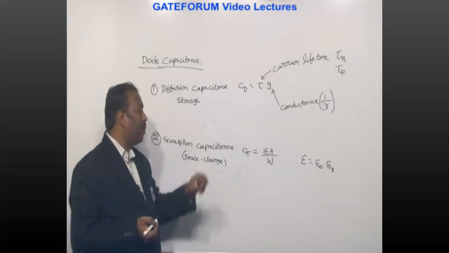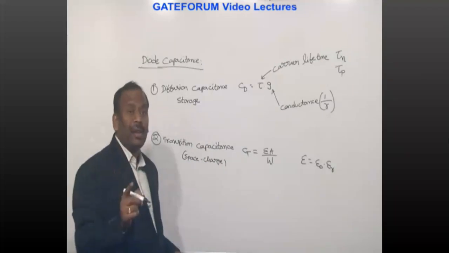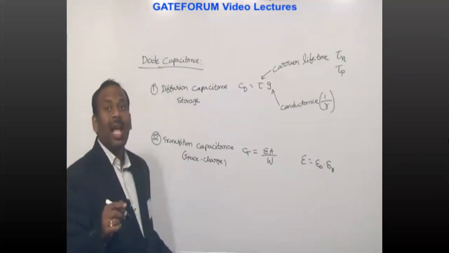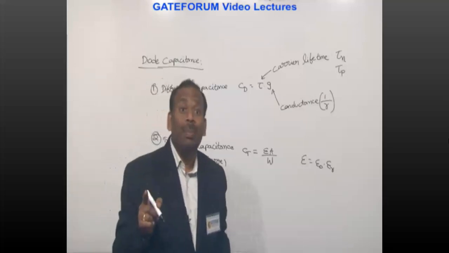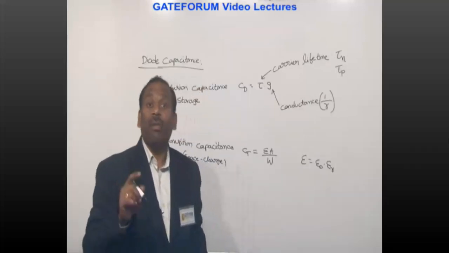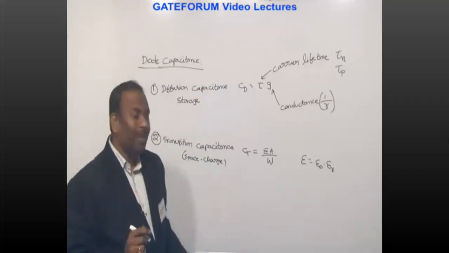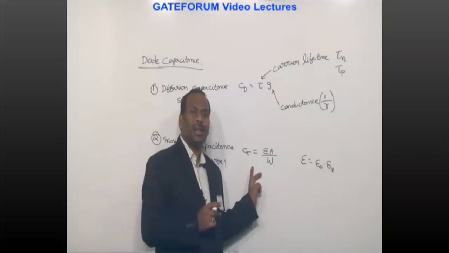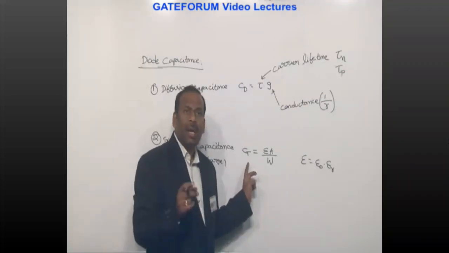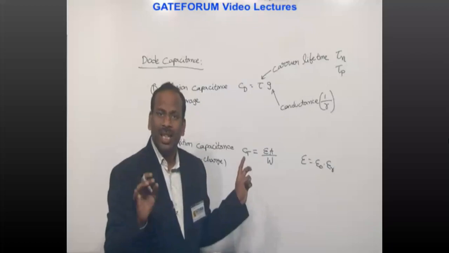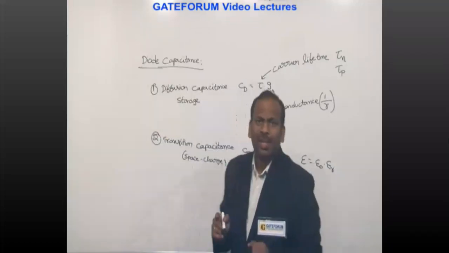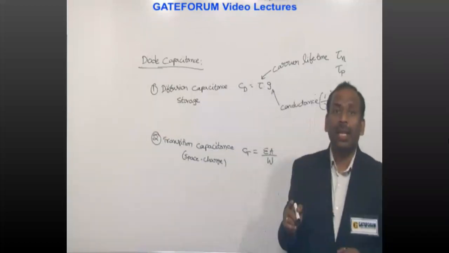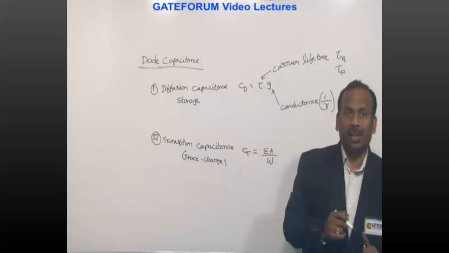Another important point is that the diode in reverse bias condition acts as a parallel plate capacitor. Why does it act as a parallel plate capacitor? See this formula. It looks like C equals epsilon A by D. It's nothing but the parallel plate capacitor formula. That is clear. Under reverse bias condition, the diode behaves as a parallel plate capacitor.